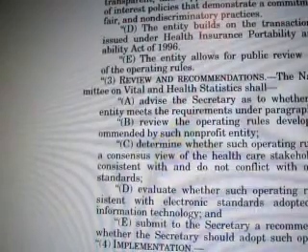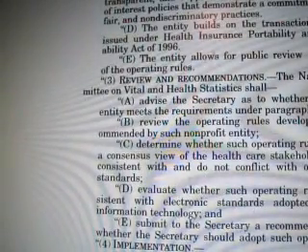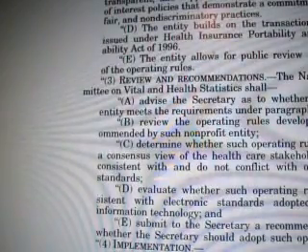And it goes on, this National Committee on Vital and Health Statistics shall evaluate whether the operating rules are consistent with electronic standards and so on and so forth, and they'll submit everything to the Secretary as a recommendation to whether the Secretary should adopt these operating rules and yada yada yada.